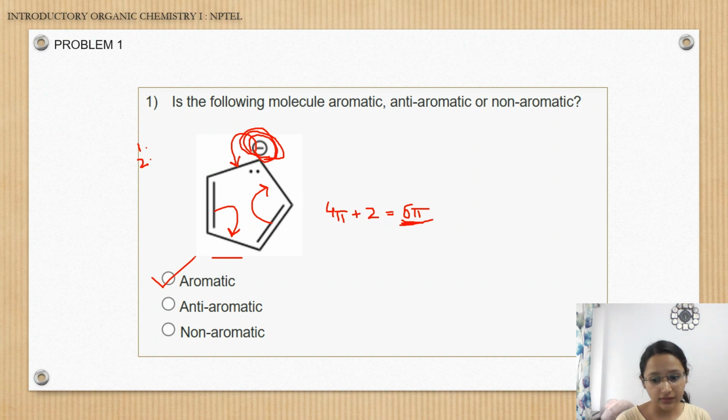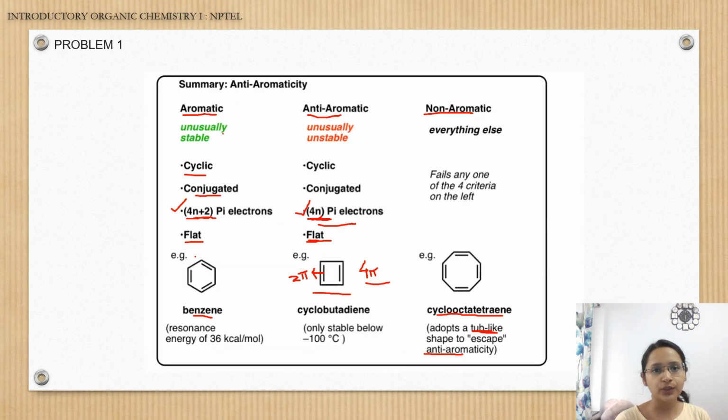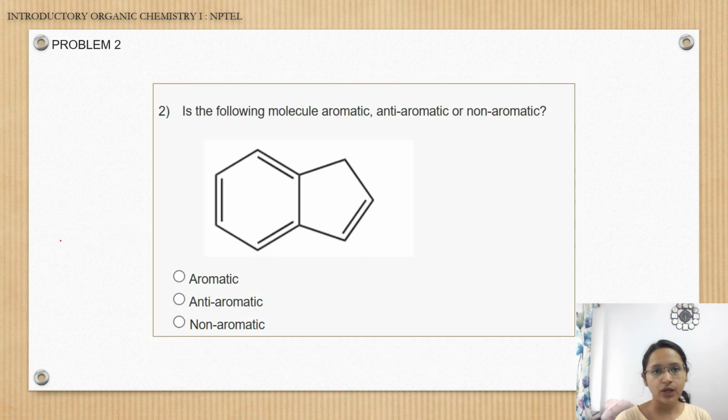Sorry? Did someone say something? Okay. So if it is clear, then I am moving to problem number 2. So it is the aromatic compound. Now coming to problem number 2.